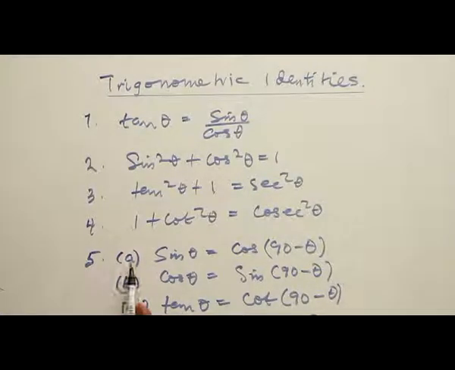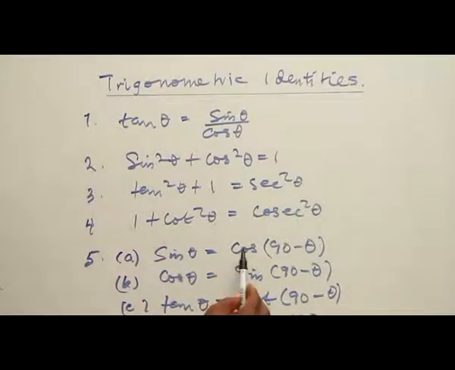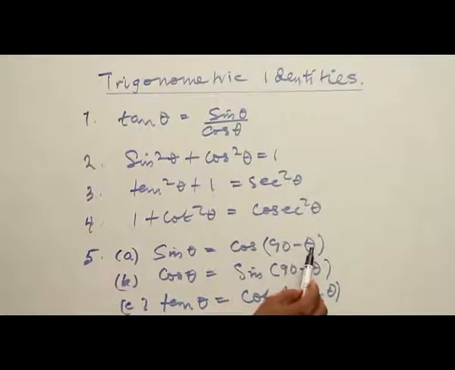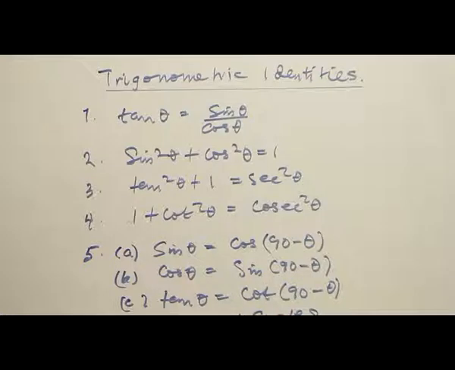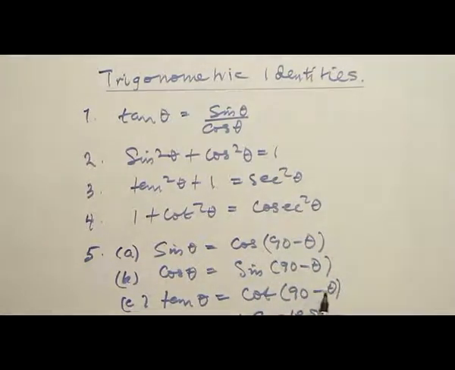Number 5, A. Sin theta is equal to cos 90 minus theta, the complementary angle. Similarly, B. Cos theta is equal to sin 90 degrees minus theta. And then C, tan theta is equal to cot 90 minus theta.